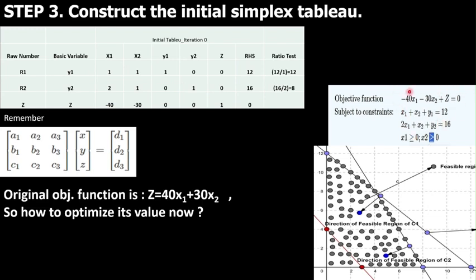And then we have the z equation. We have minus 40 for x1, minus 30 for x2, 0 for y1, 0 for y2, because the slack variables are added only to the constraints, not to the objective function. The coefficient of z in the objective function is 1, and the right hand side is 0.